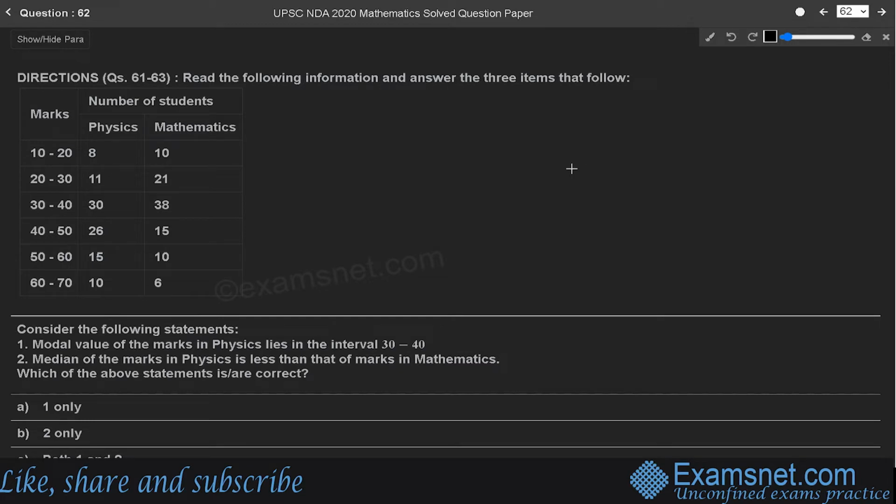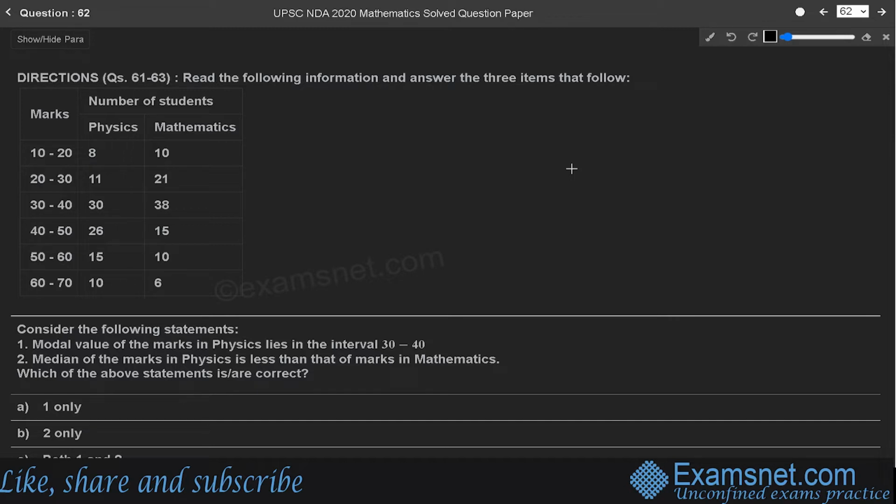Next part of the question is: consider the following statements. First statement is the modal value of the marks in physics is less in the interval 30 to 40. Second statement is the median of the marks in physics is less than that of the marks in mathematics. Which of the above statements is or are correct?